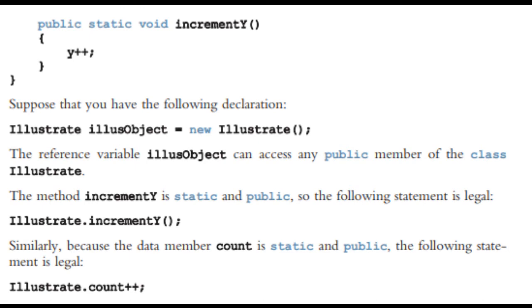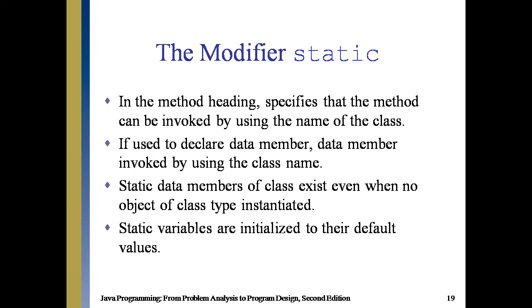The reference variable illustObject can access any public member of the class Illustrate. The method incrementY is static and public, so the following statement is legal: Illustrate.incrementY(). Similarly, because the data member count is static and public, the following statement is legal: Illustrate.count++. In essence, public static members of a class can be accessed either by an object, that is, by using a reference variable of the class type, or using the class name and the dot operator.